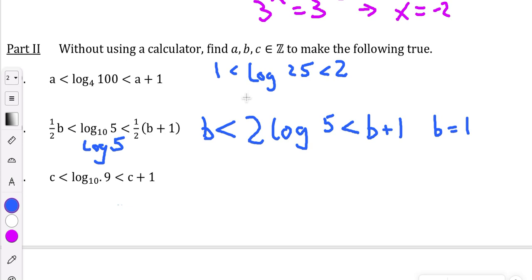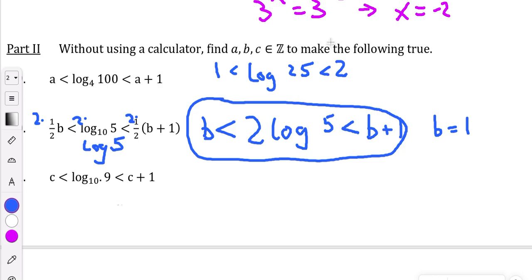So that's why half b became b. And half b plus 1 became just b plus 1. Because I multiplied everything by 2, right? I multiplied this by 2, I multiplied this by 2, and I multiplied this by 2. And when I did all that, I got this nice thing right here, which was a lot easier for me to deal with. And then the question was, how do I get 2 log 5? So, I just multiplied it by 2. And then 2 log 5 is just log of 5 squared. And log of 5 squared is log of 25. And then that becomes a lot easier.